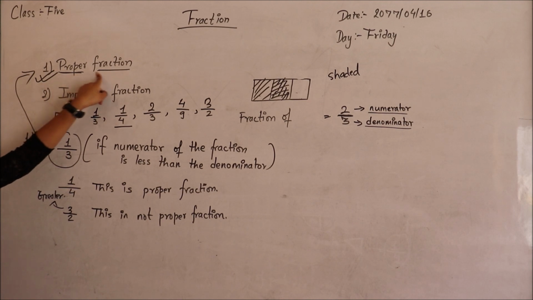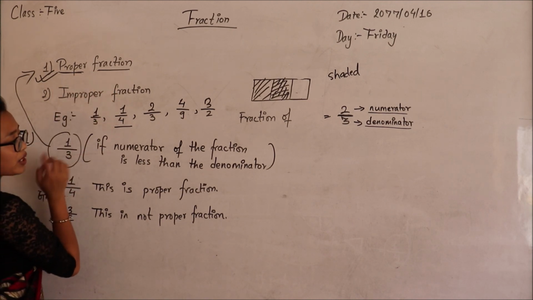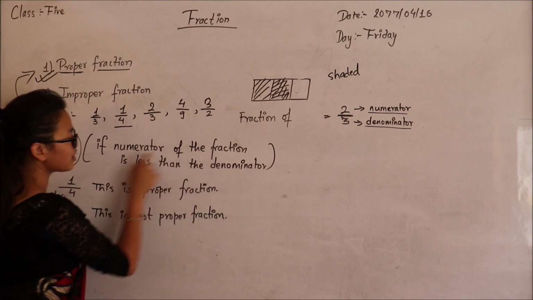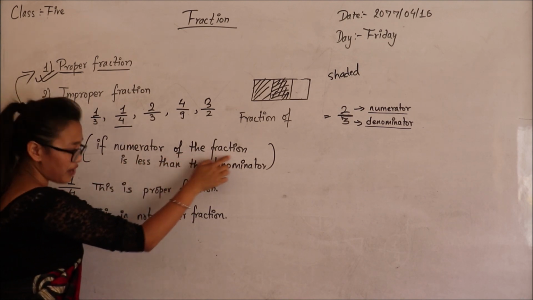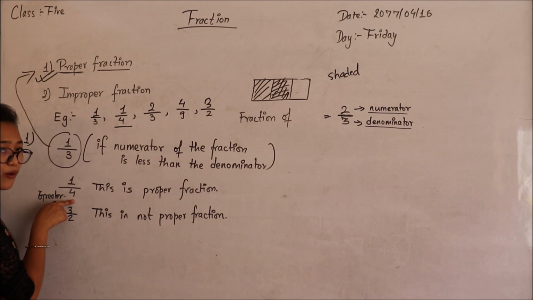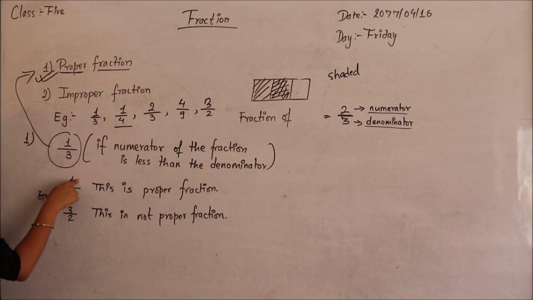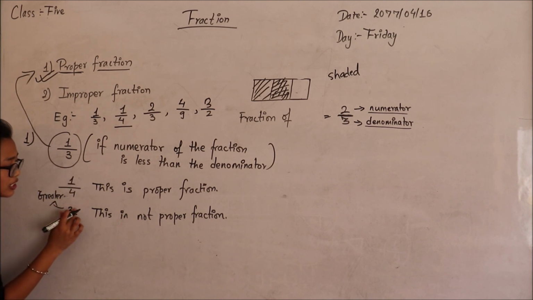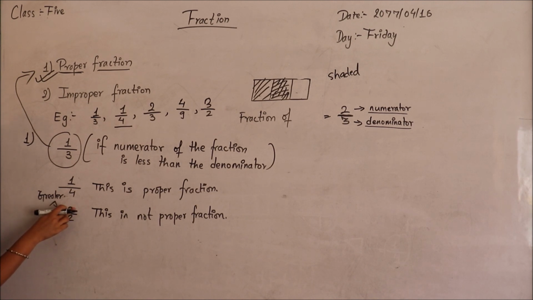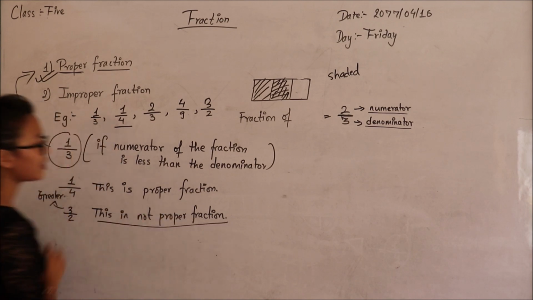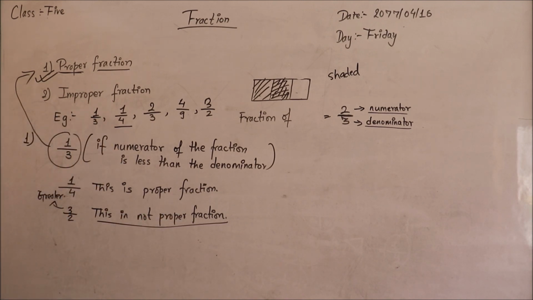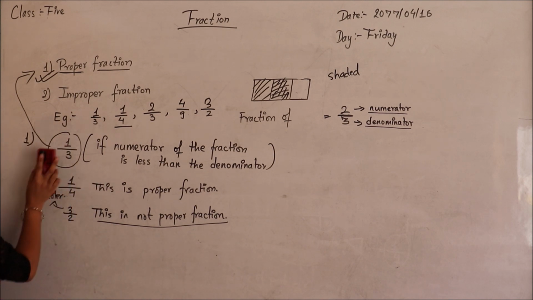What did I say, what is a proper fraction? If the numerator of the fraction is less. The numerator is less because denominator 4 is greater than 1. Yes or no? So 1 is the numerator and it is less than 4. But here 3, that is the numerator, is greater than 2, that is the denominator. That's why this is not a proper fraction. Again, if you want to copy this down, then please pause the video and copy this. I am going to drop this.